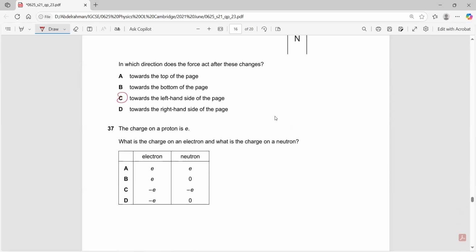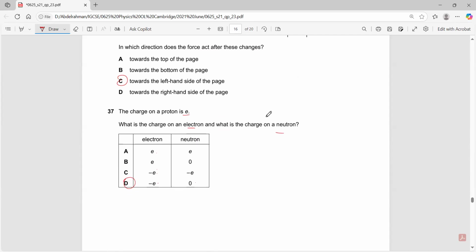The charge on the proton is E. What is the charge on the electron and neutron? Electron is negative E, neutron is 0.